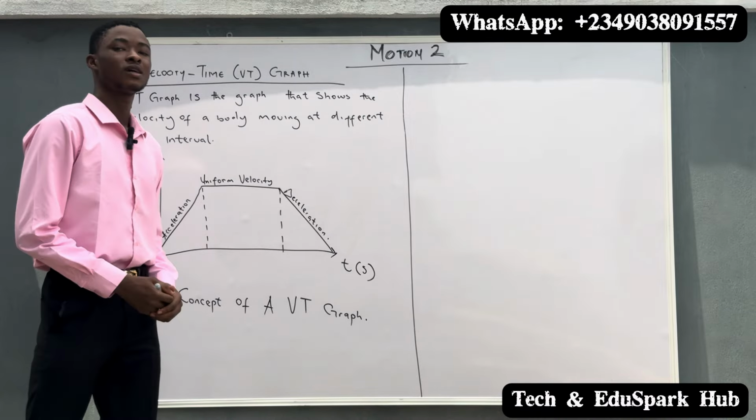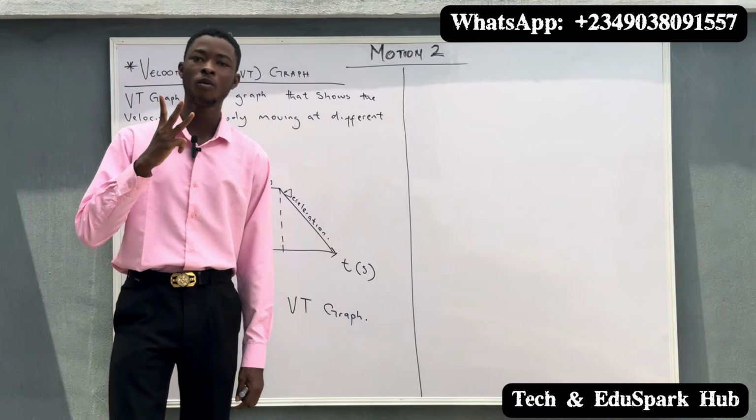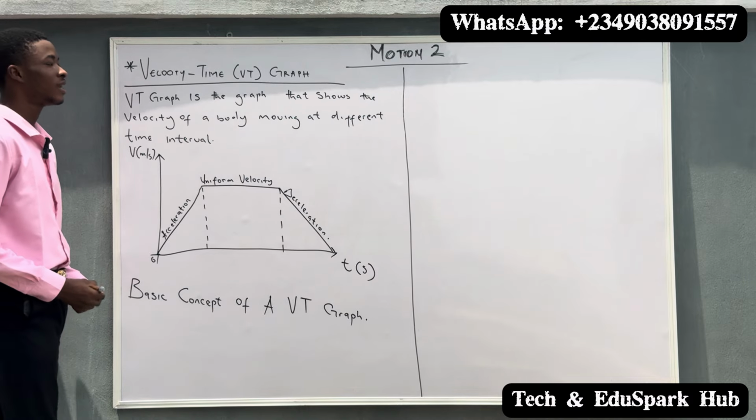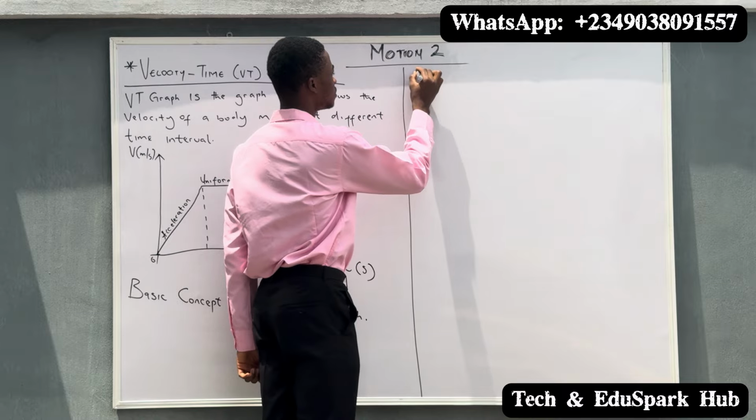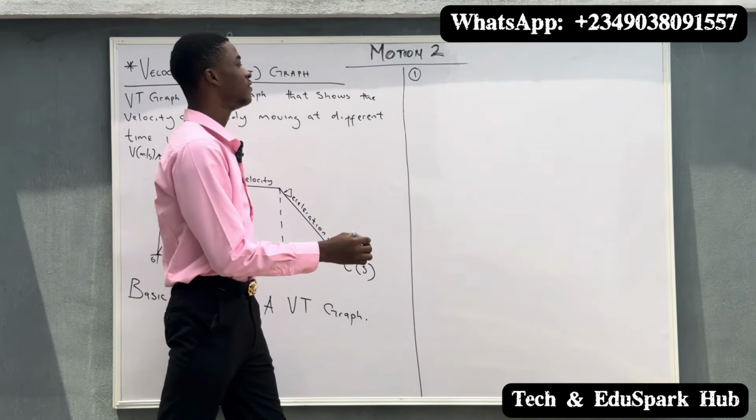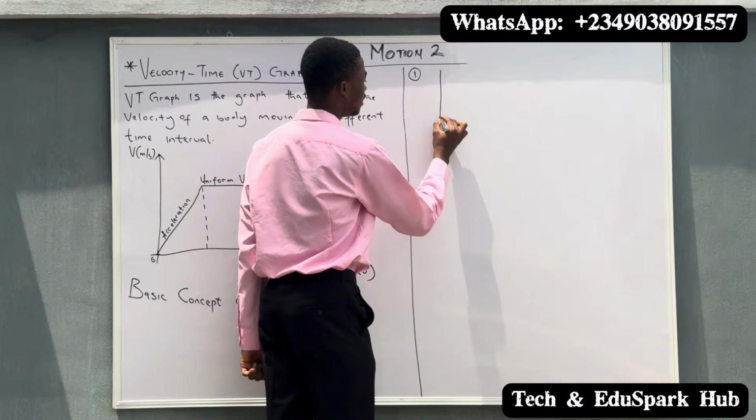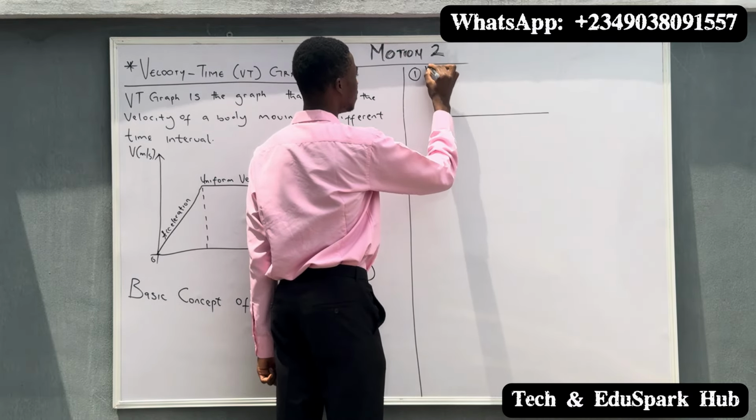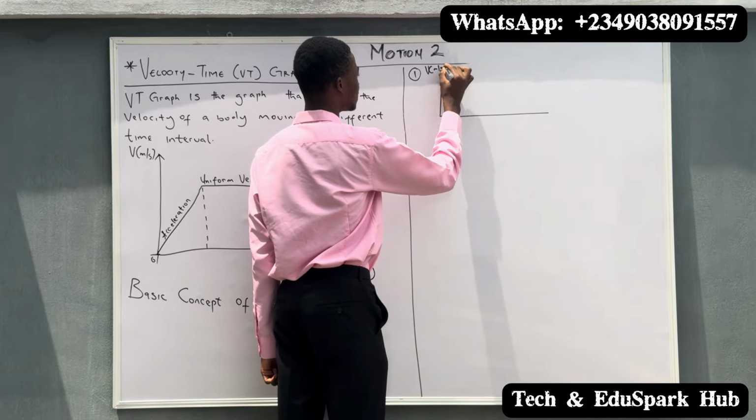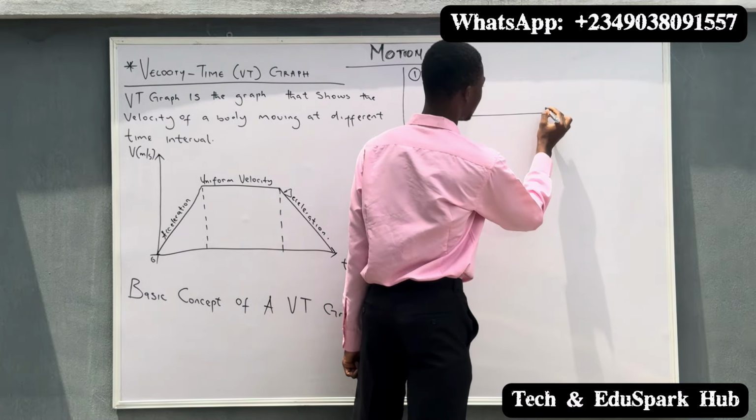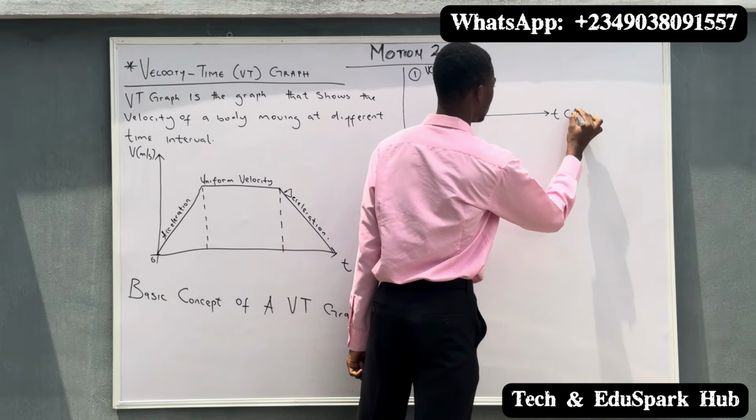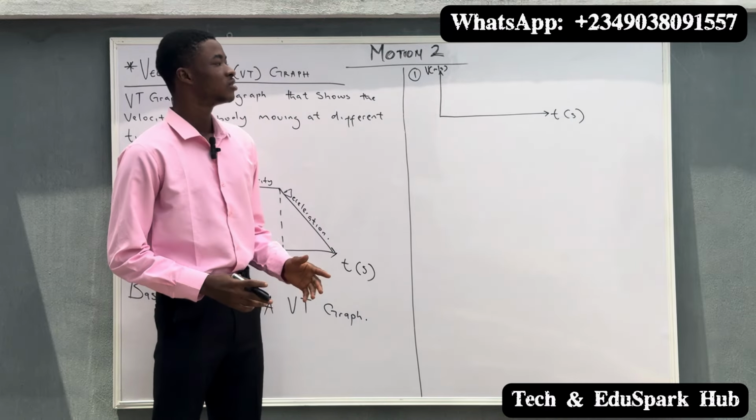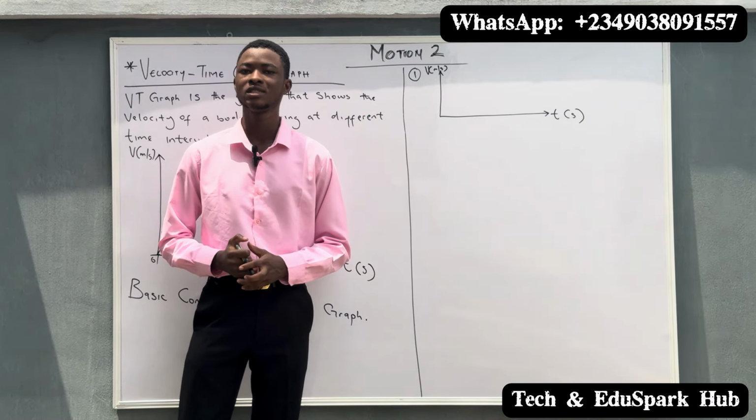So under this basic concept, we'll be looking at 3 major points under this basic concept of a velocity time graph. So the first point, always know that the velocity time graph is always represented by this graph, whereby the velocity will always be on the vertical axis. So the velocity in meter per seconds will always be on the vertical axis, and the time in seconds will always be at the horizontal axis or the x axis. So this is the first thing that you need to know about the velocity time graph.